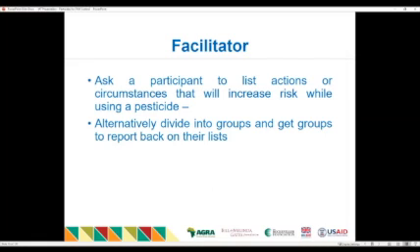So here, for example, is one where we say we want the participants, this is now the trainees or the farmers, to list any actions or circumstances that will increase their risk while using a pesticide. And one will get a variety of answers which one can then enter into a discussion with, and which one can always link back to materials in, for example, Module 1, where we talk about the responsible use of pesticides. A lot of these issues and circumstances, of course, link between the various modules that we've prepared.